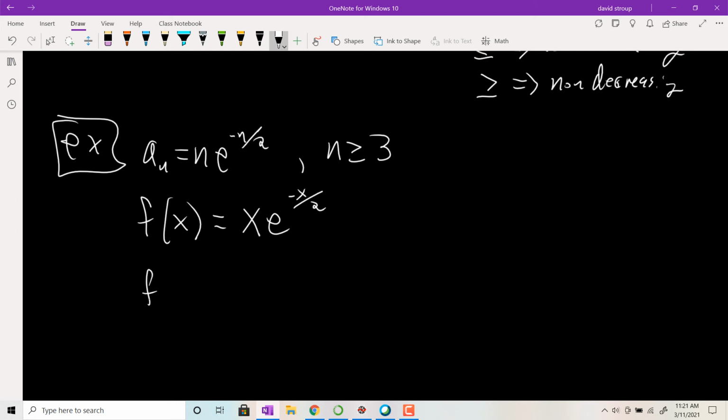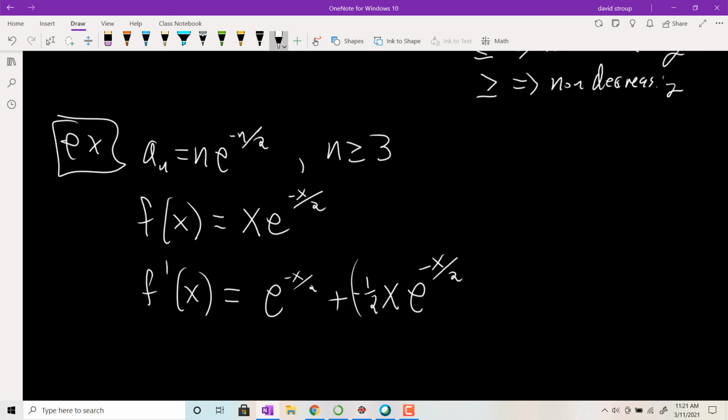Okay. And then f prime of x is going to be, you have to do a product rule, so the derivative of x is just 1, and then I have e to the negative x over 2, plus leave x alone, take the derivative of e to the negative x over 2, which is e to the negative x over 2 times negative 1/2. Okay.